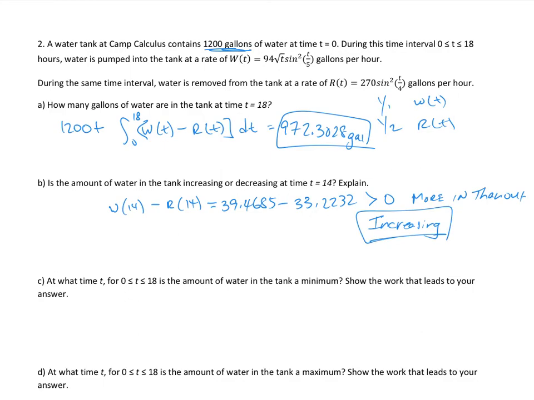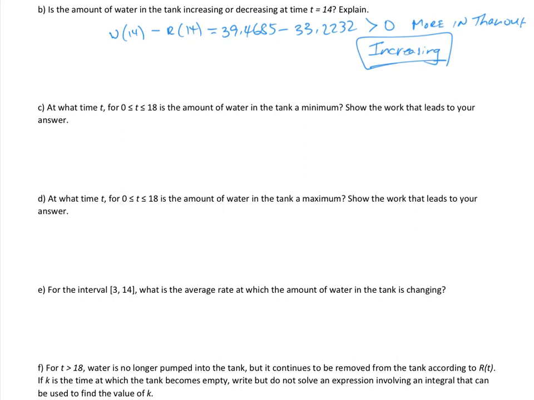Okay, part C. At what time t, for 0 to 18, is the amount of water in the tank a minimum? Show the work that leads to your answer. Well, to find a minimum, we need to, again, take the rates and test the endpoints. Okay, so let's go ahead and graph these rates. So we are going to graph the W of t minus the R of t, and we want to set this equal to 0 because we want to know, again, the critical points. How do we find the critical points? We take the derivative, set it equal to 0. These rates are the derivative of our original.